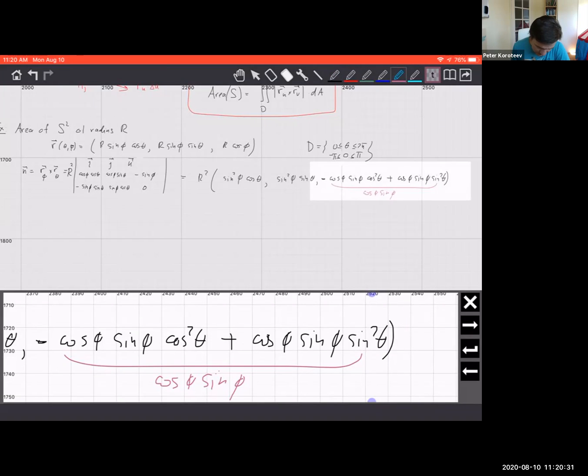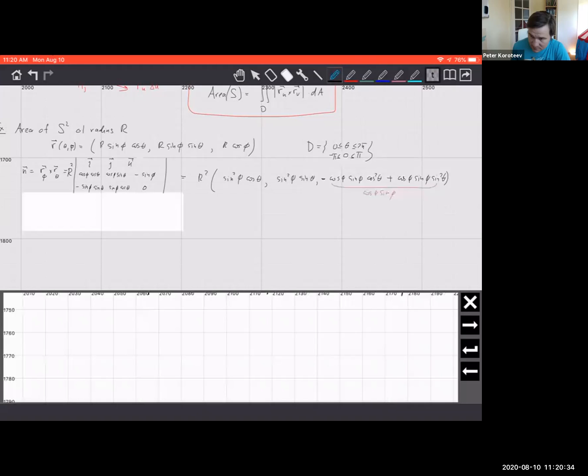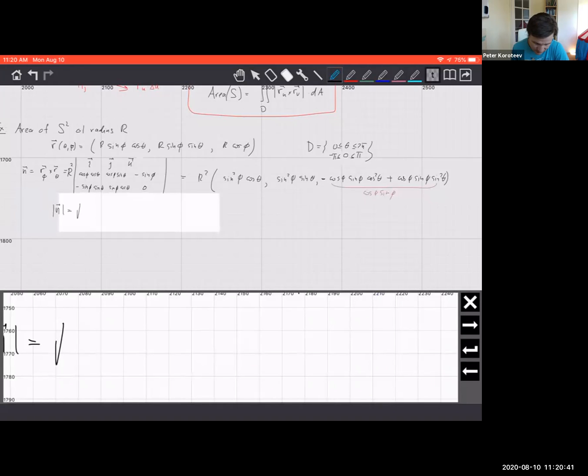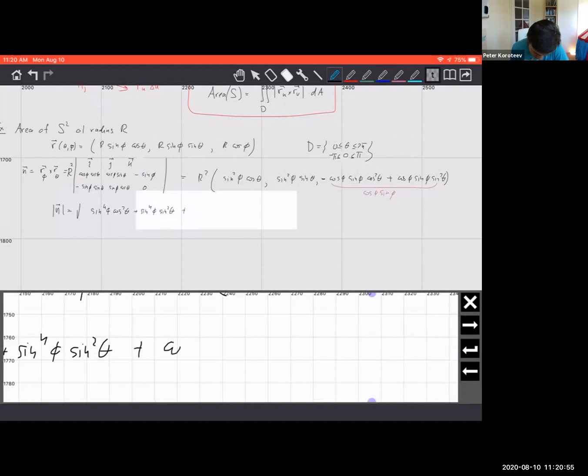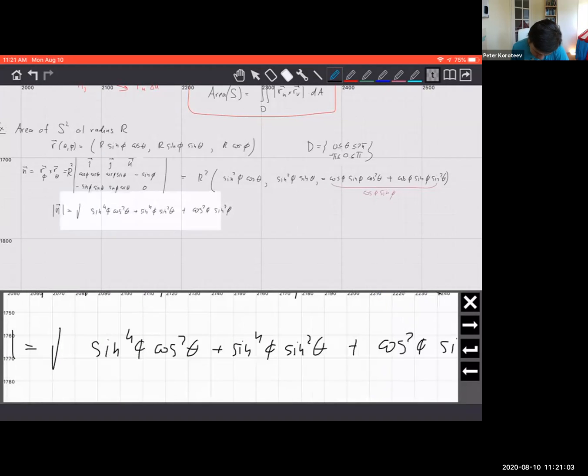Okay, and now we need to calculate the absolute value of this normal vector. Right, so it will be the square root of the sum of squares of these guys. So it will be sine to the fourth phi cosine squared theta plus sine to the fourth phi sine squared theta plus cosine squared phi sine squared phi, and then r squared.